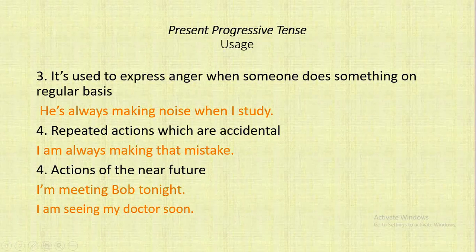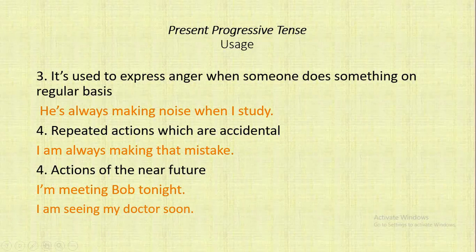Repeated actions which are accidental. Like what? I'm always making that mistake. So it means repeated actions which are accidentally happening, you do not do them on purpose. That's why you can express those actions also in present progressive tense.